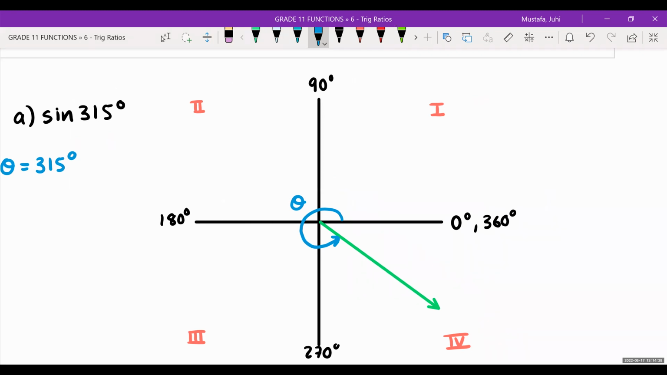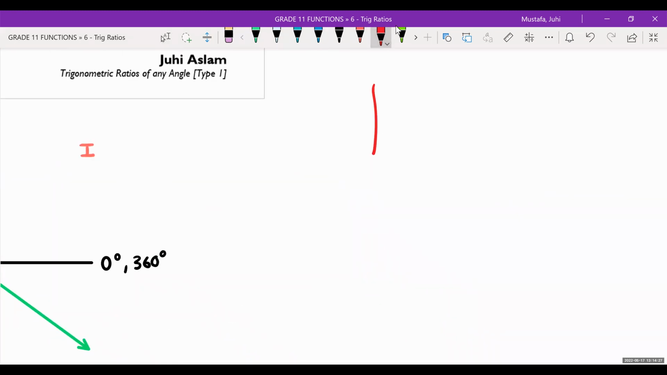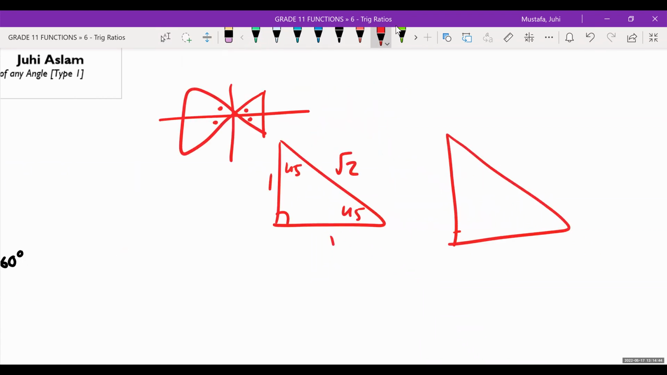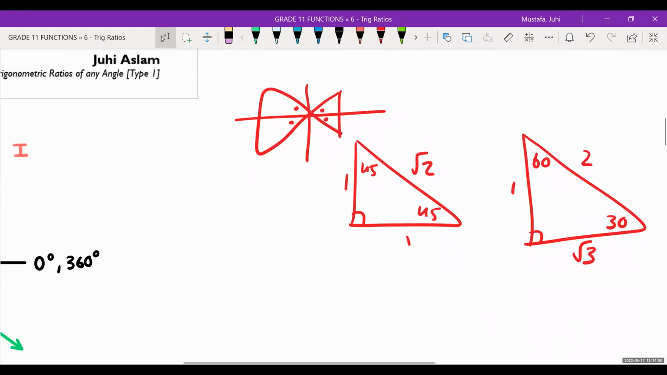I'm going to remember a couple of things that we've already talked about. First of all, this is what the bow tie structure looks like, and all of our related acute angles are drawn inside. I also want to remind you that we have the special angle triangle 45, 45, 90 with sides 1, 1, root 2, and the other special angle triangle 60, 30, 90 with sides 1, 2, root 3. You're going to need to know all of this information to solve these questions.